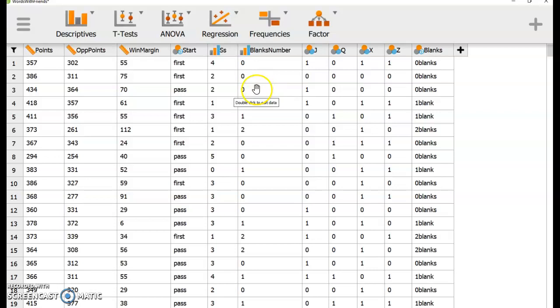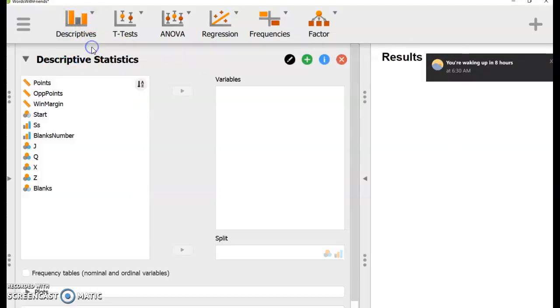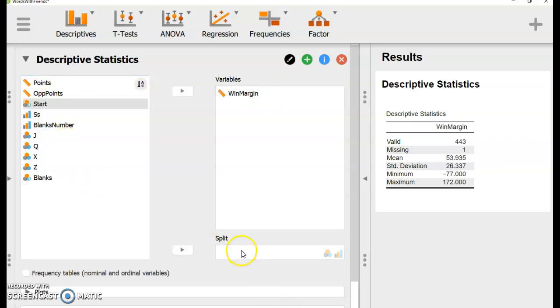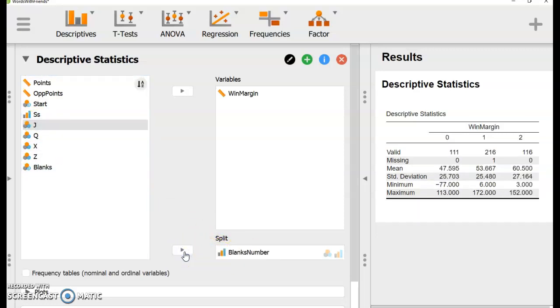In order to do that, let's first take a peek at some visuals, and we'll go to descriptives. So we want to know about the win margin, pop that in, and we want to split it by the number of blanks. That'll create our different groups, and that already gives us the averages. So right away we can see that the average win margin of the group when you had 2 blanks is higher than these other two.